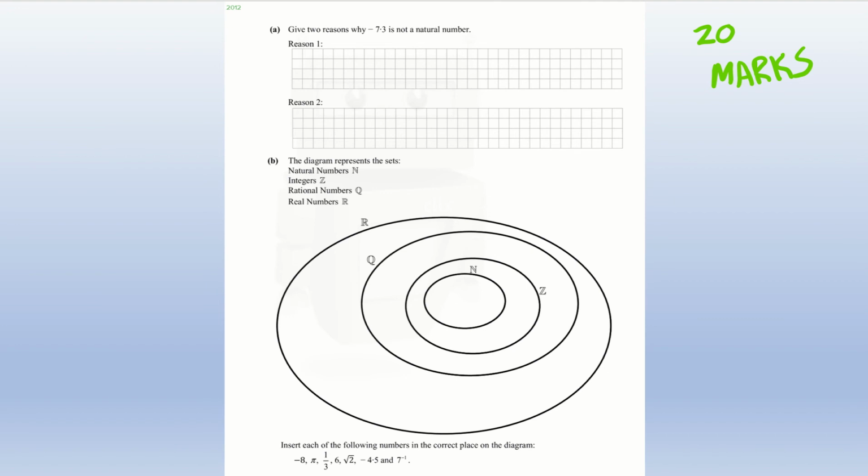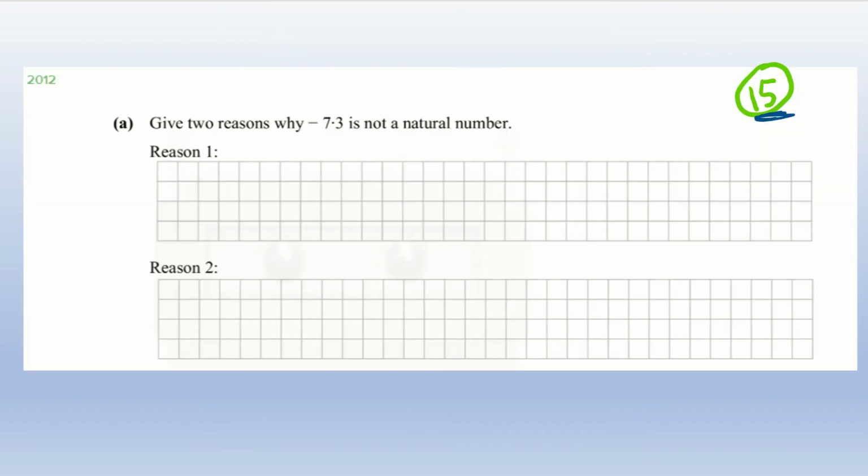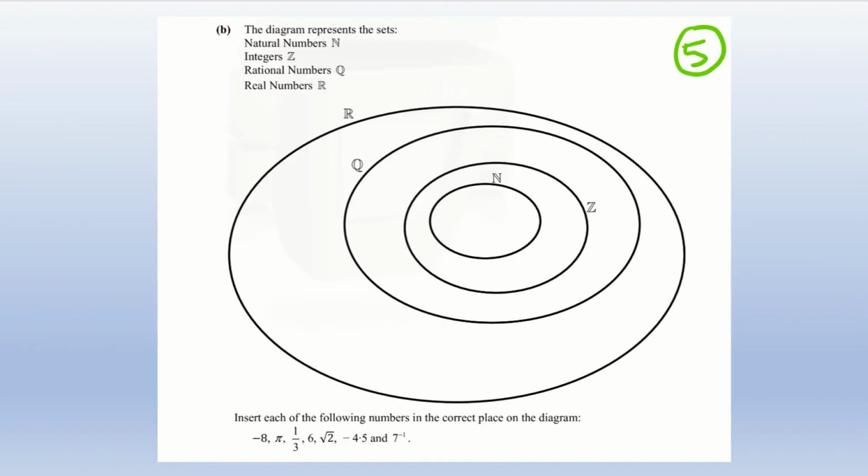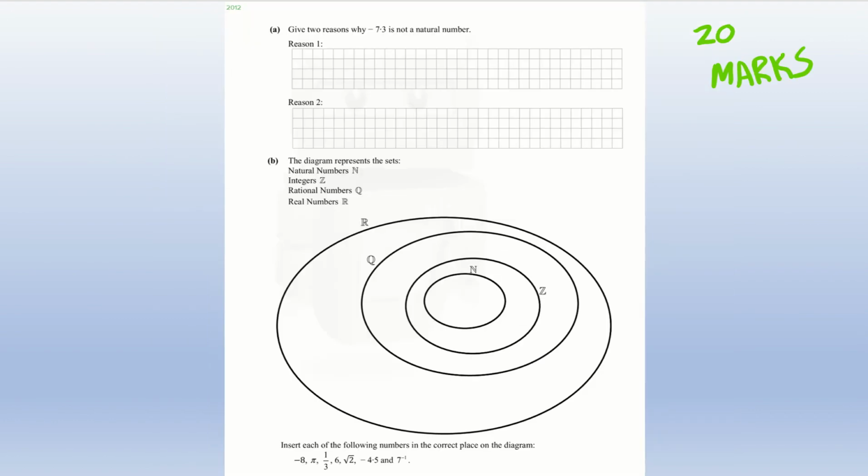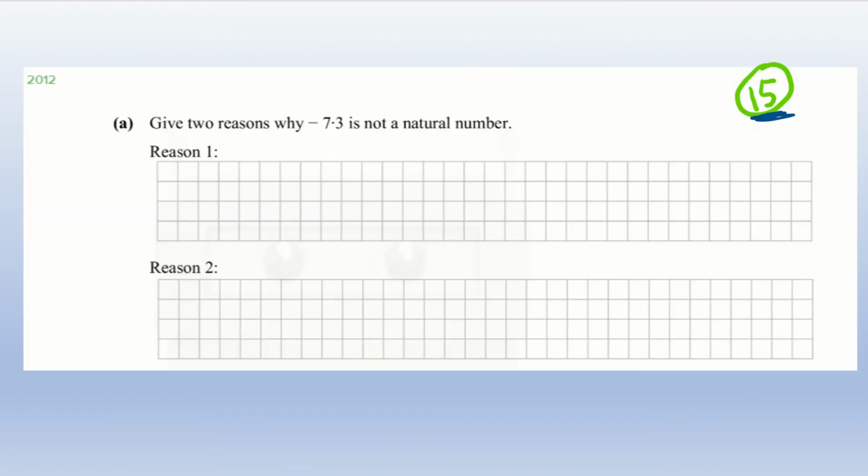But if you look at the breakdown, the A part here is worth 15 marks, and the B part was actually only worth 5. So it's worth noting that sometimes the marks aren't distributed as you might think. If you were to take one message from that, it'd be never leave any question blank, because there could be quite a lot of marks going for it.